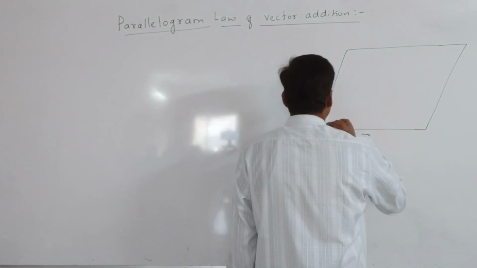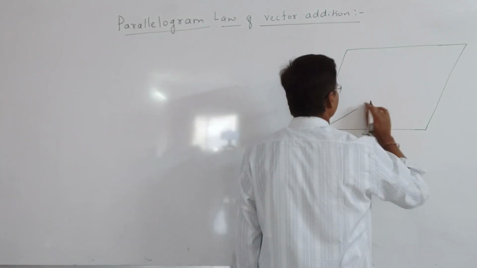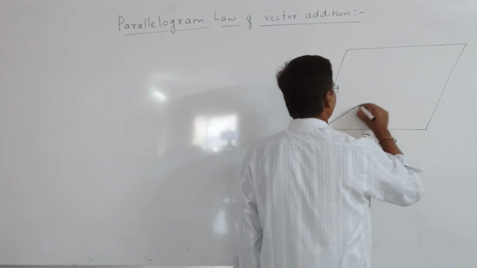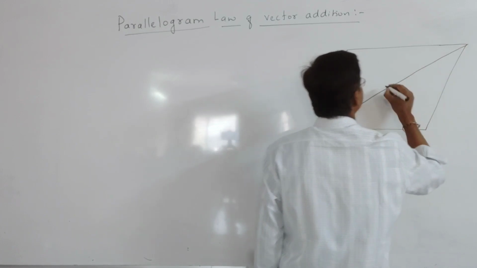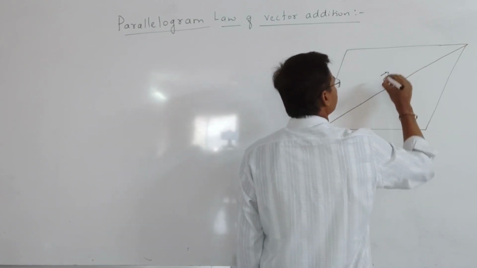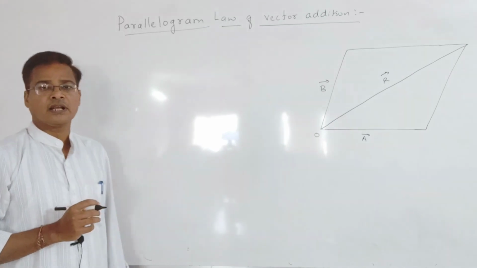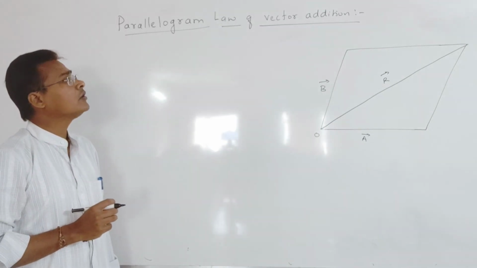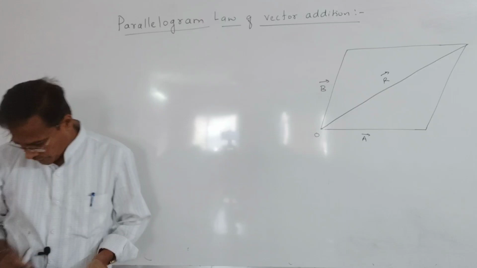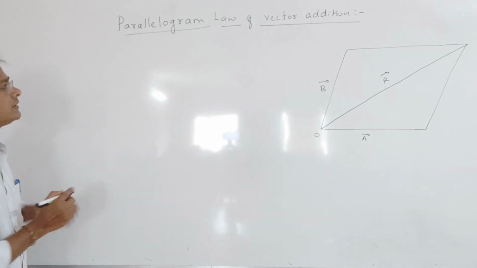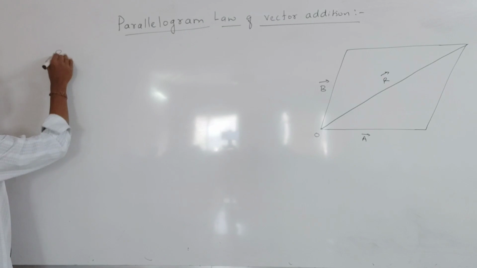So next, the resultant vector is represented in both magnitude and direction by the diagonal of the parallelogram. This is the diagonal. So the diagonal of the parallelogram, then it is called the parallelogram law of vector addition. Okay, so once again, what is the statement exactly?